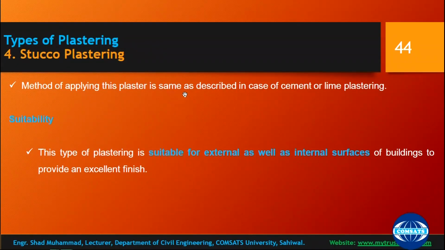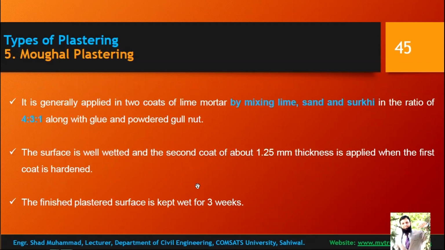The method of applying this plastering is the same as described in the cement or lime plastering. Suitability means the method of stucco plastering is similar to the cement or lime plastering or mud plastering. This type of plastering is suitable for external as well as internal surfaces of the building to provide an external finish.